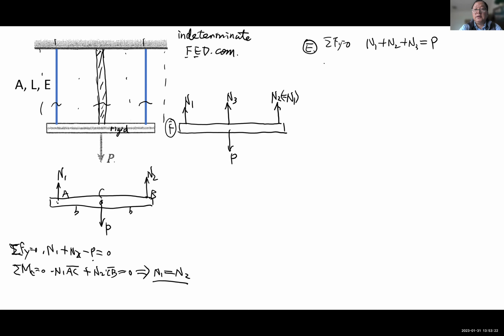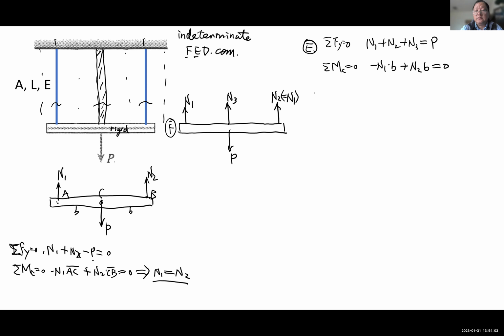Okay. Then the moment. The moment about some point equals 0, right? So we can use the same to C equals 0. So I have the same equation, then N1, negative, right, times this distance, let's say B, plus the N2 times this distance CB is the same, and that equals 0.